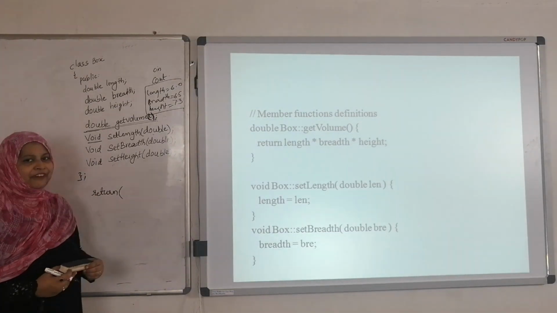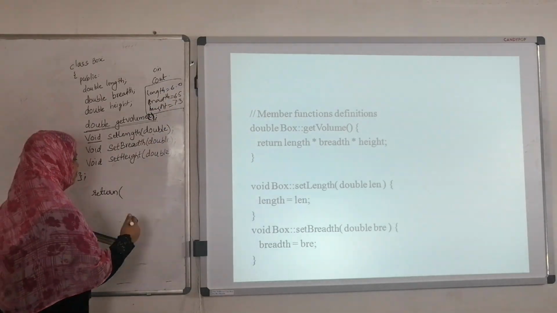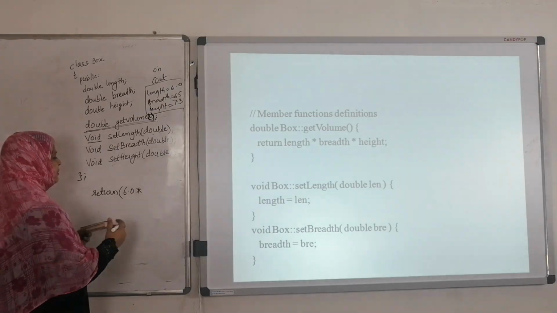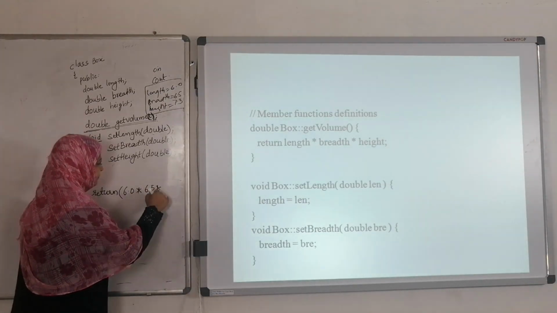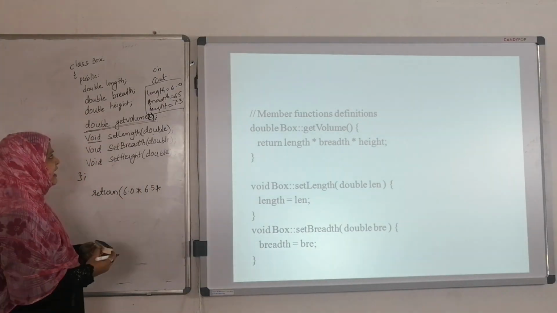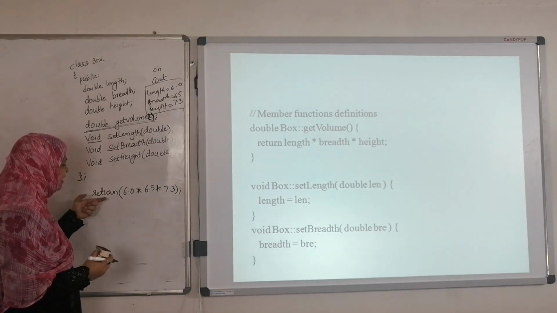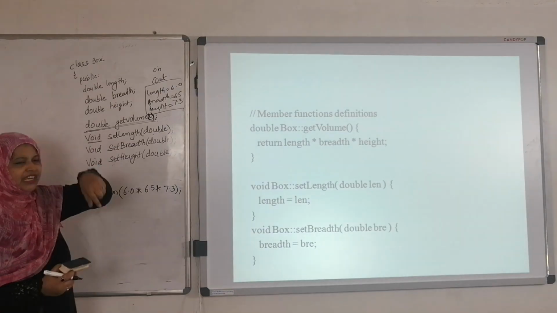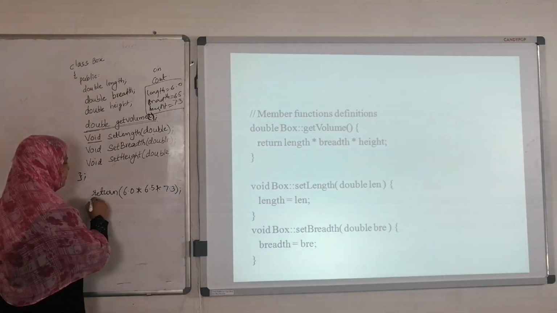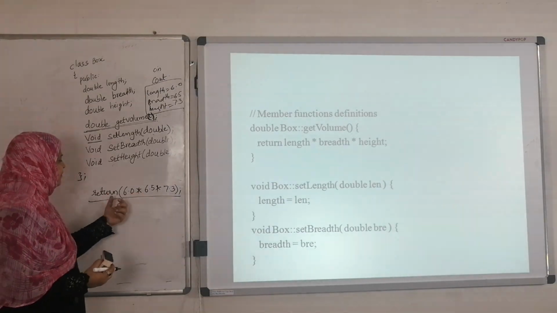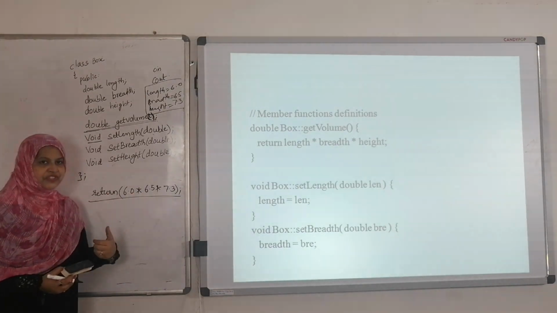Length. What is the value of length here? 6.0. Then breadth, what is the value of breadth here? 6.5. What is the height? 7.3. We are returning this value to the function main. So we perform this operation, then we return this value to the function main.